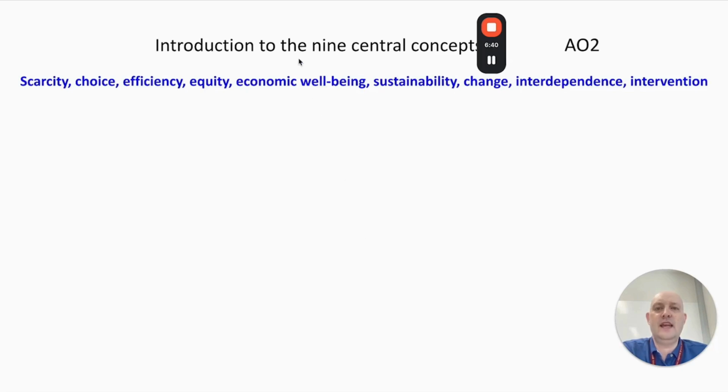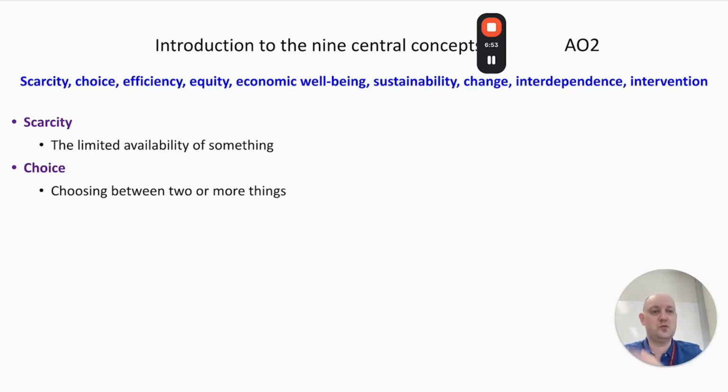The final thing is the 9 central concepts of the course. These come up again and again. These come up specifically in the IA, where you have to use one of these concepts. I'm going to very briefly define these terms because we're going to come across them again. Scarcity is when we have a limited availability of something. If you look in textbooks, you're going to get formal definitions which are very long. What I've tried to do here is define them very briefly, because in economics they have a specific meaning. So scarcity is the limited availability of something.